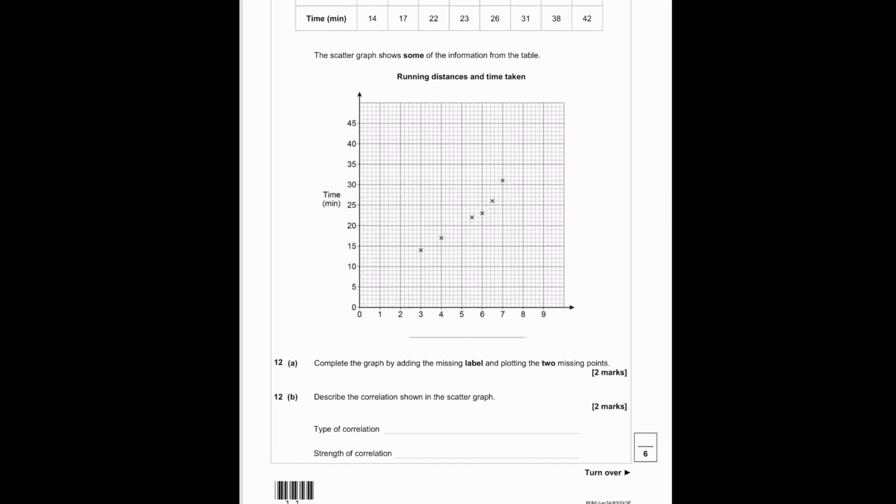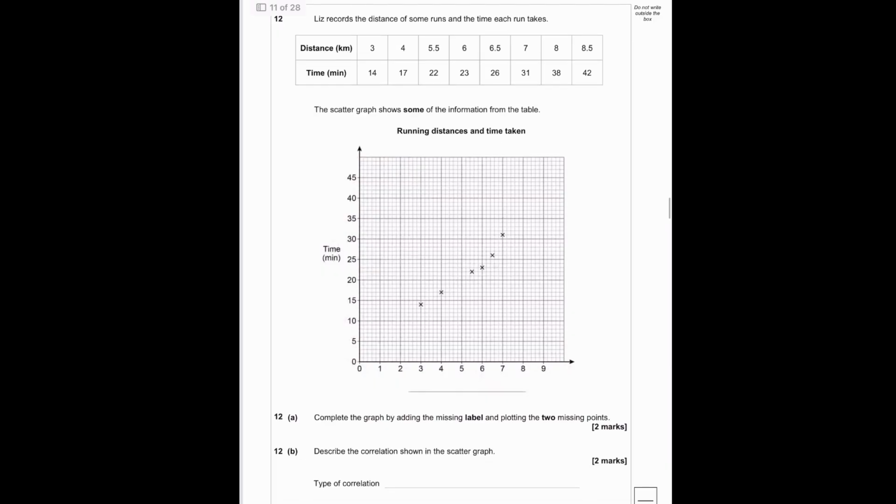Complete the graph by adding the missing label and plotting the two missing points. So we've got 3, 14 is there, 4 is there, 5.5 is there, 6 is there, 6.5 is there, 7 is there. So we need to plot 8 and 38. So 8 and 38 is going to be there. And the next one, 8.5 and 42 is going to be there.